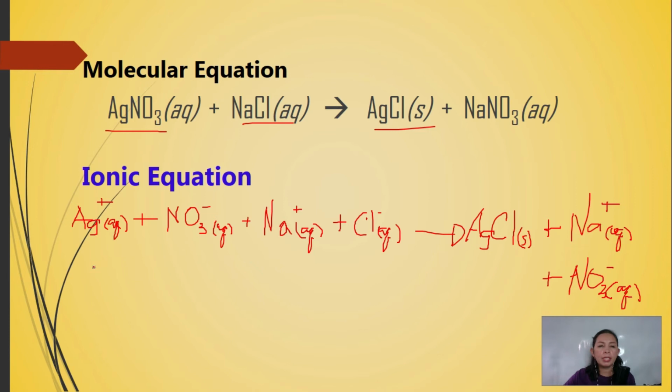We ionize silver nitrate into silver ion and nitrate ion. Both have only 1 ion. Sodium chloride is also ionized into sodium ion and chloride ion. Both are also 1 ion each. And then silver chloride, since this is insoluble in water, you need not ionize the compound. And then sodium nitrate is also ionized into sodium ion and nitrate ion. Also has only 1 ion each. And do not forget to write AQ if they are ionized in water. So far, this is our ionic equation.